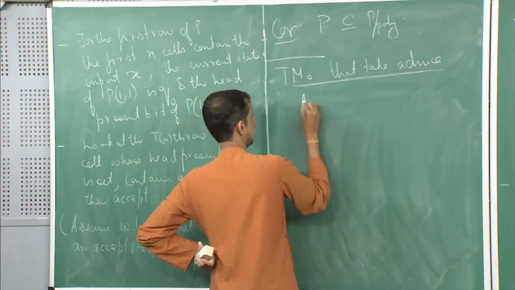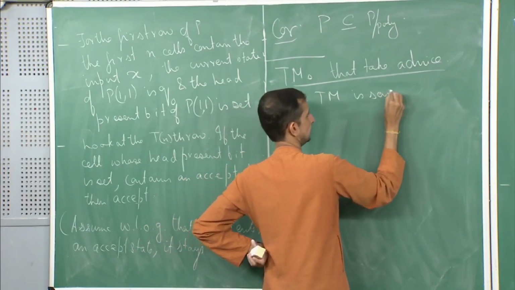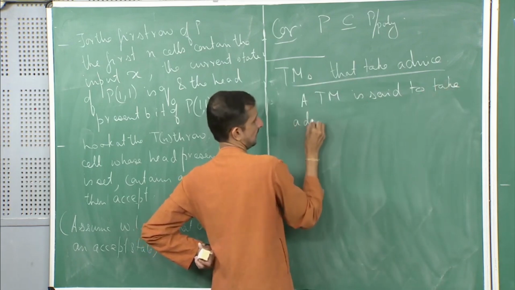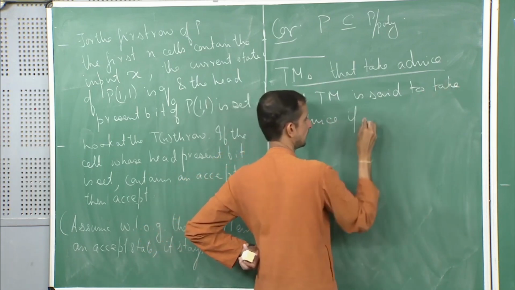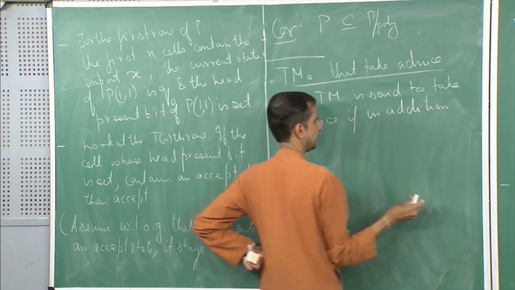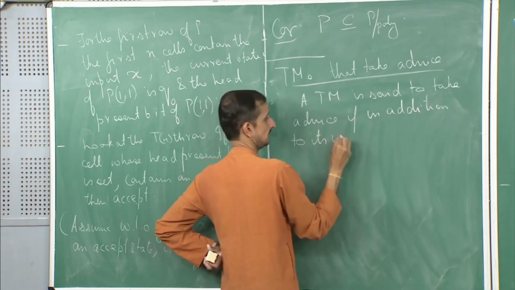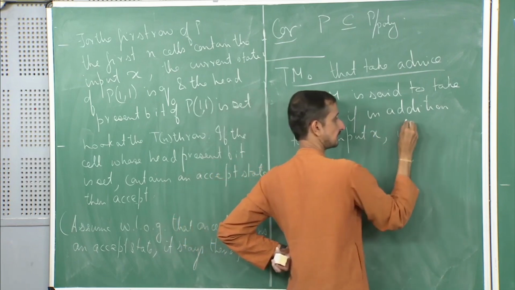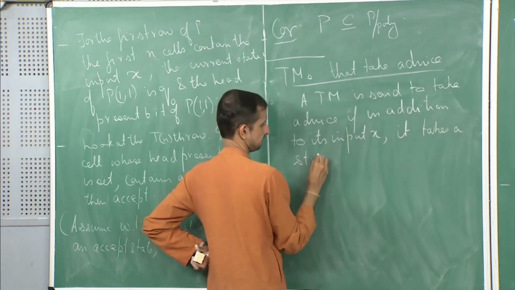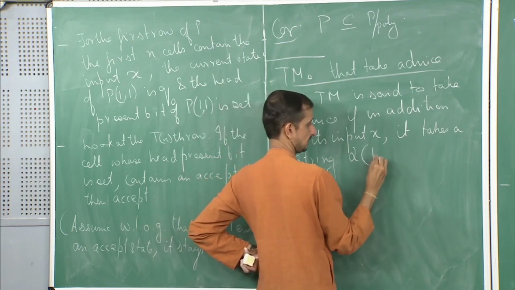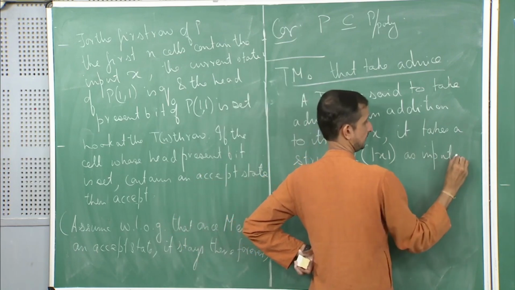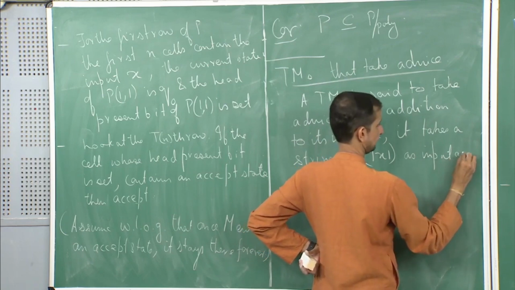A Turing machine is said to take advice if, in addition to its input x, it takes a string alpha of length mod x as input as well.